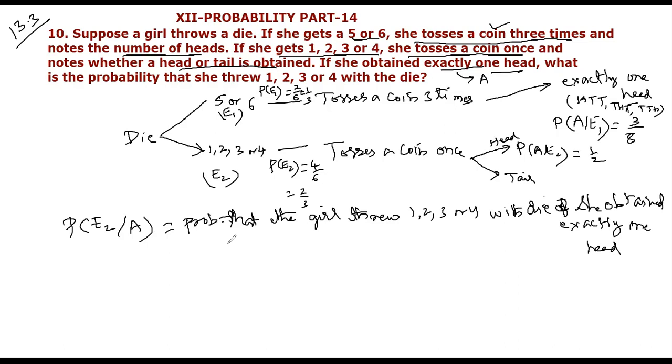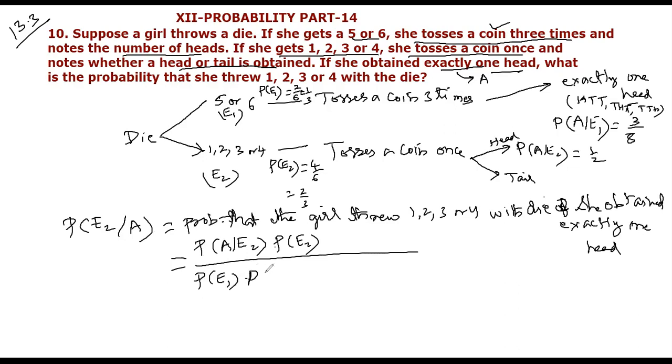So what will be the probability? You know that it is probability of E2 into probability of A when E2 has happened, divided by probability of E1 into probability of A when E1 has occurred already, plus probability of E2 and probability of A when E2 has happened. So just substitute the values.